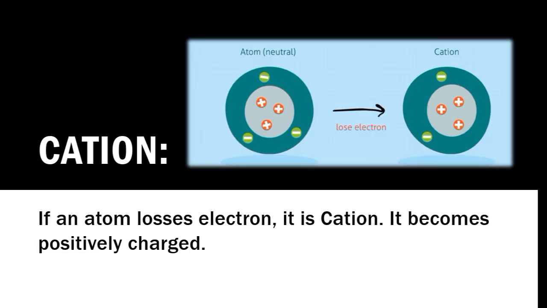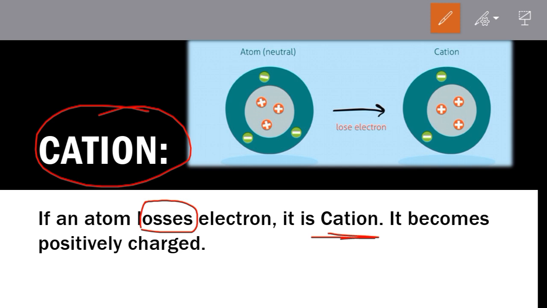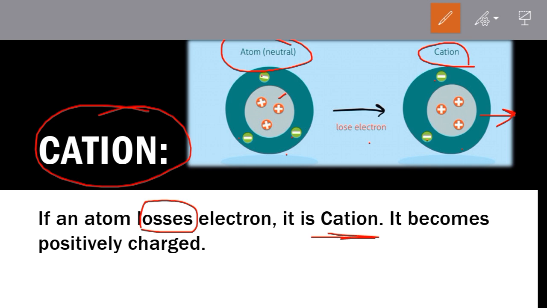Okay, so here you can see what is the heading. Yeah, it is cation. So students, if an atom loses an electron, it becomes a cation. Look over here. Here you can see that it has 3 protons and 3 electrons, and this is a neutral atom. If it loses an electron, you can see that it has a missing electron. And this particle, which is formed by loss of electron, is basically called a cation.